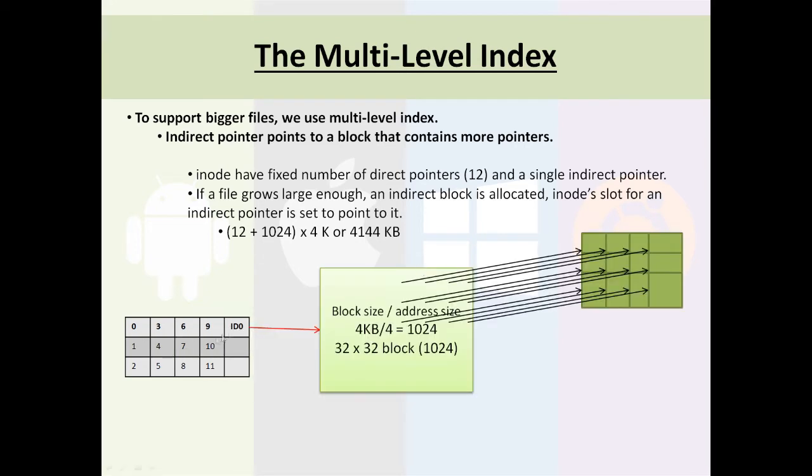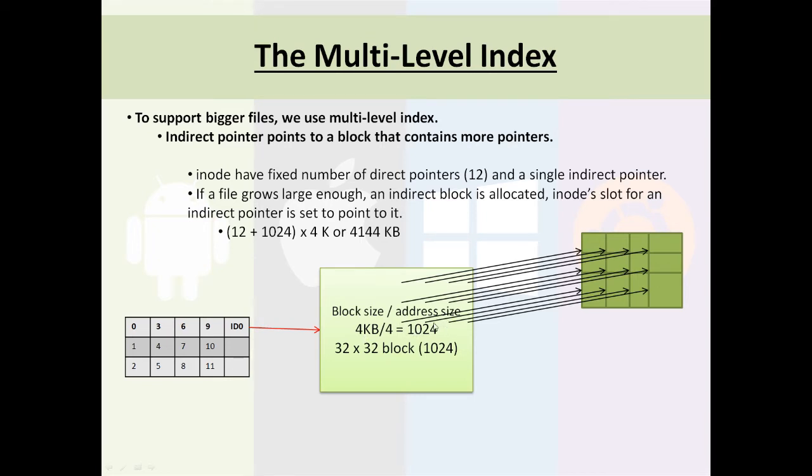Well, the idea here is that you would say 0 to 11 all point to just data blocks, right? That would be this 12 value here. And then what if we said that we had an additional indirect pointer that points to a block which contains pointers to even more blocks? So here we can see how we get the 1024. We take the block size and divide it by the address size, which was 4, and the block size was 4K, which gives us 1024.